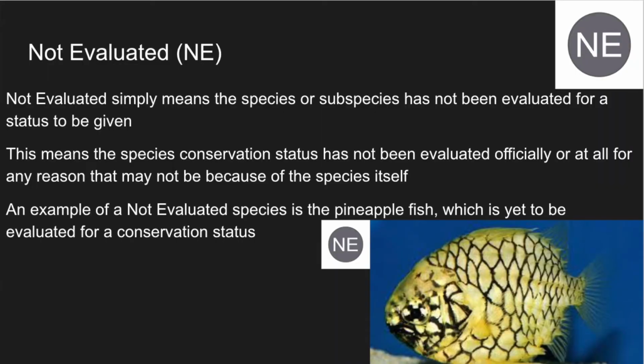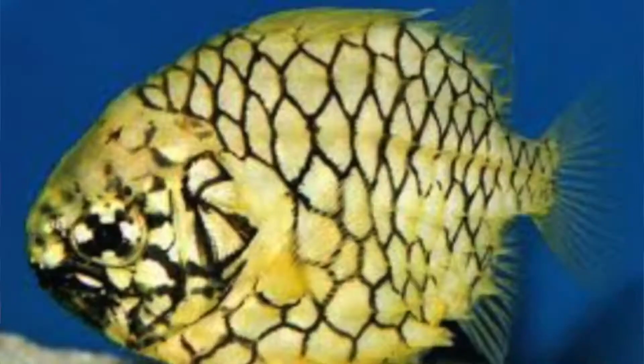Not evaluated means a species or subspecies has not been evaluated yet for a conservation status to be given. This could or could not be because of the species or subspecies itself. An example of a non-evaluated species is the pineapple fish. This species has yet to be evaluated for conservation status.